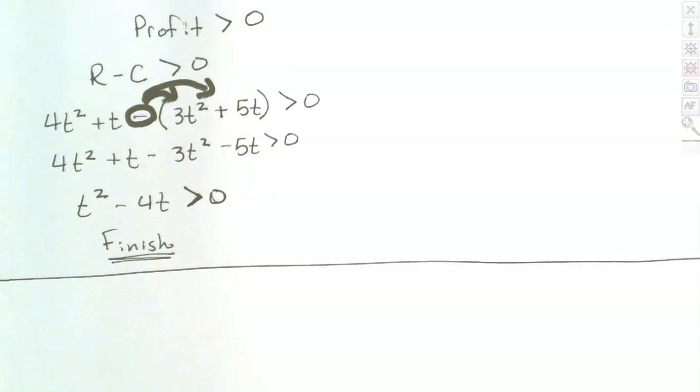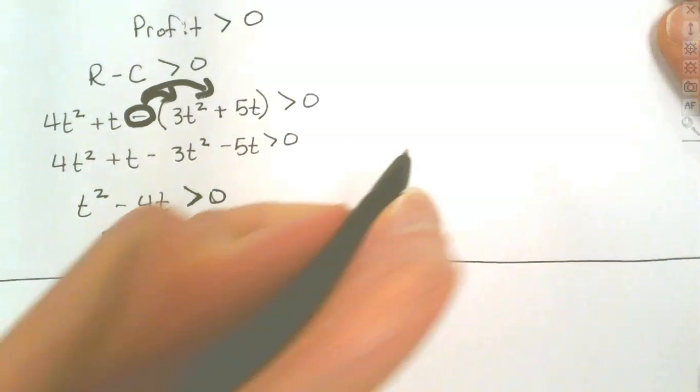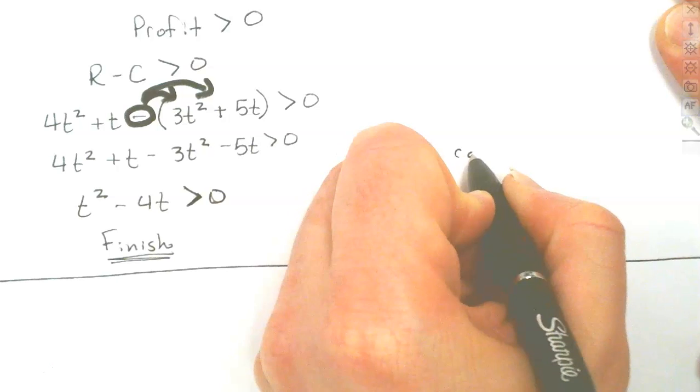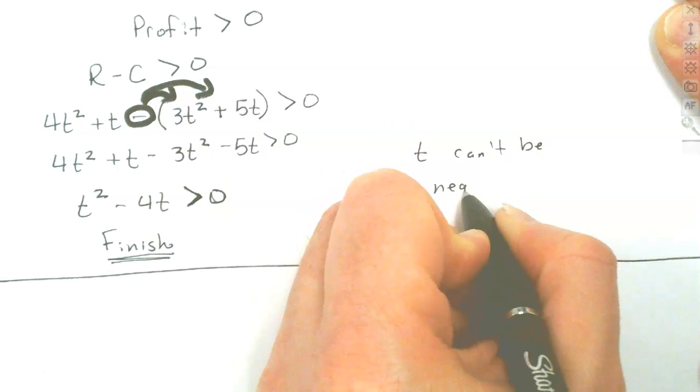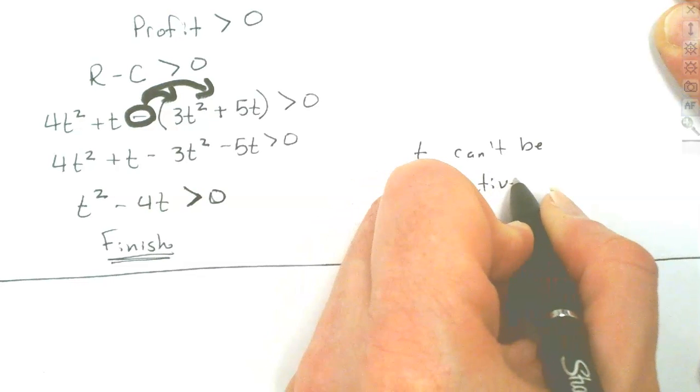And you factor it. You distribute it through. You factor out that t. Find your two critical points. Make your regions. And also, what else do you know? t can't be negative. And that's part of the problem as well.